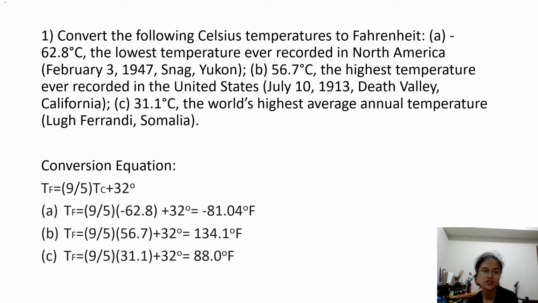For this number, we'll be using the conversion equation, which is Fahrenheit equals 9 over 5 multiplied by the temperature in Celsius plus 32 degrees. So for A, we plug in negative 62.8 degrees Celsius into the equation, and we will be getting 81.04 degrees Fahrenheit.